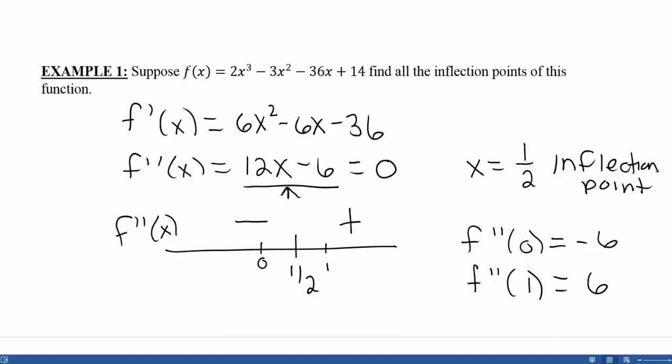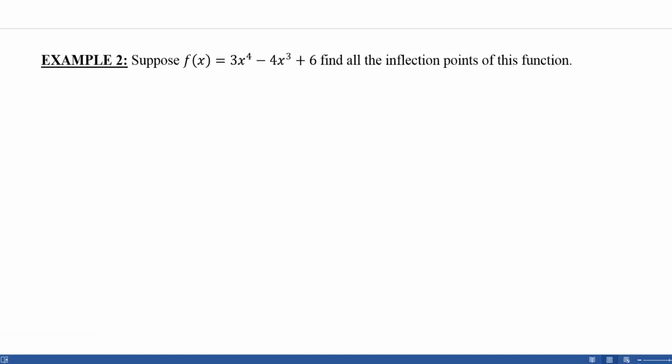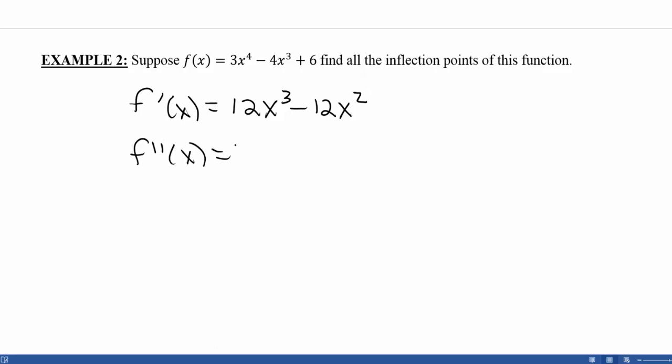Let's try another example. Suppose that we have the function 3x^4 - 4x^3 + 6. We want to find all the inflection points of this function. So again, I'm going to begin by finding the second derivative. So my first derivative here is going to be 12x^3 - 12x^2. The derivative of 6 is 0 because 6 is a constant. My second derivative here is going to give me 36x^2 - 24x.